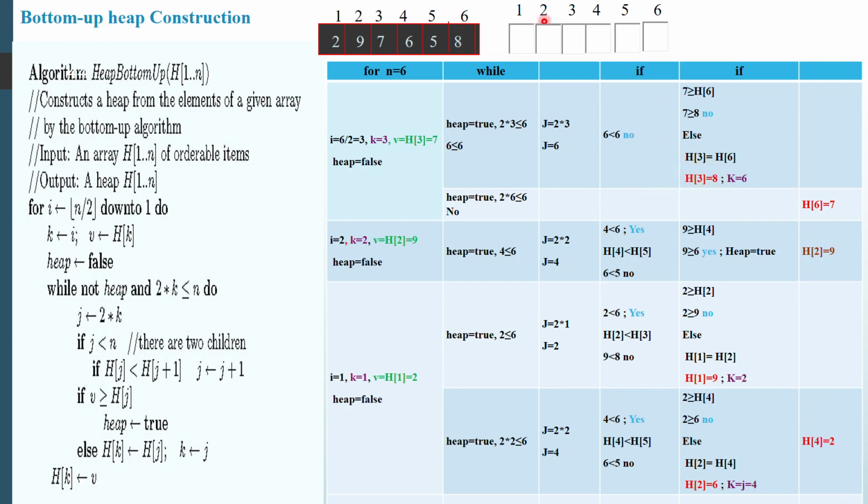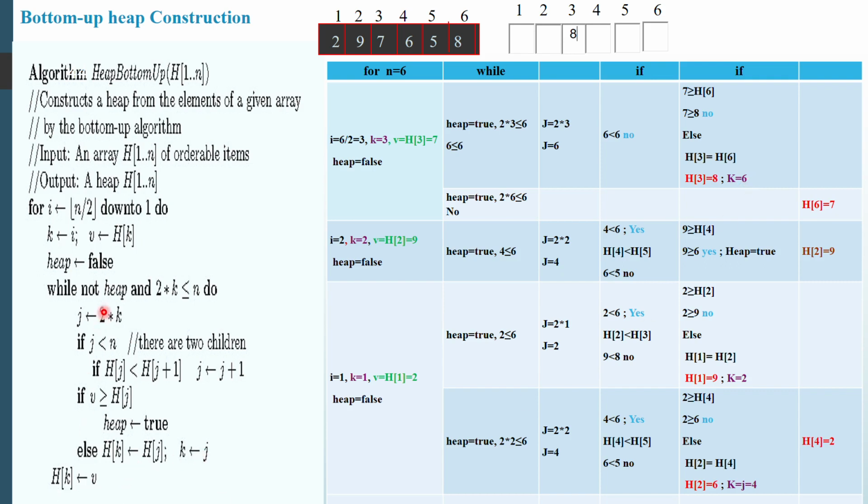In the third position, earlier the element value was 7, and now you have to take 8 here. This is the first step. After that, you have to reinitialize the k value with the new value, that is j. The j value is 6, so now k equals 6.